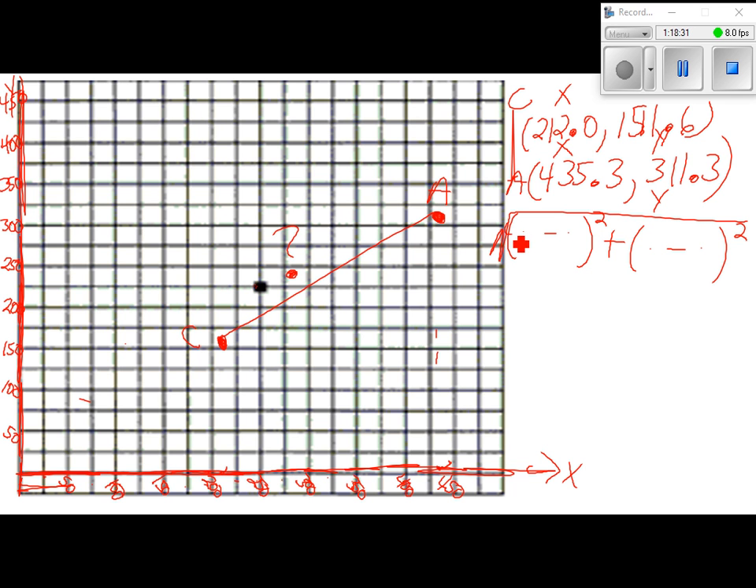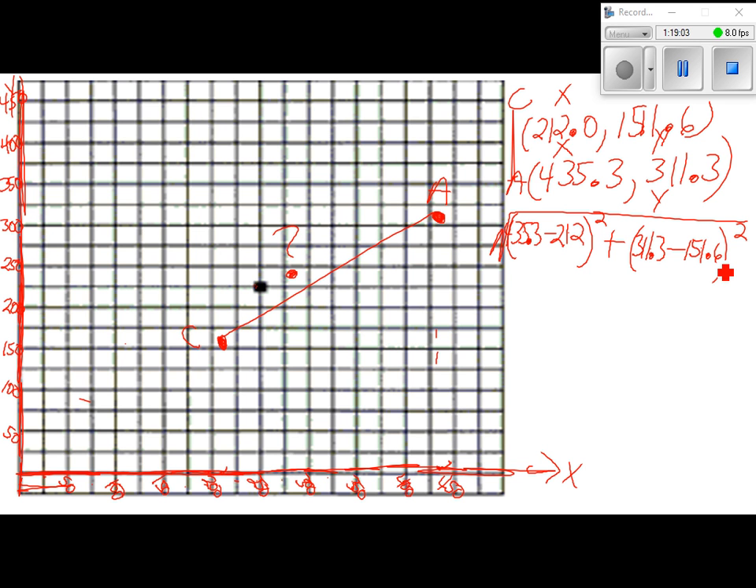So I want my x's. I'm going to put 435.3 minus 212. And then 311.3 minus 151.6. If you don't have a calculator, you're probably not going to be able to do this. I'll be right back.